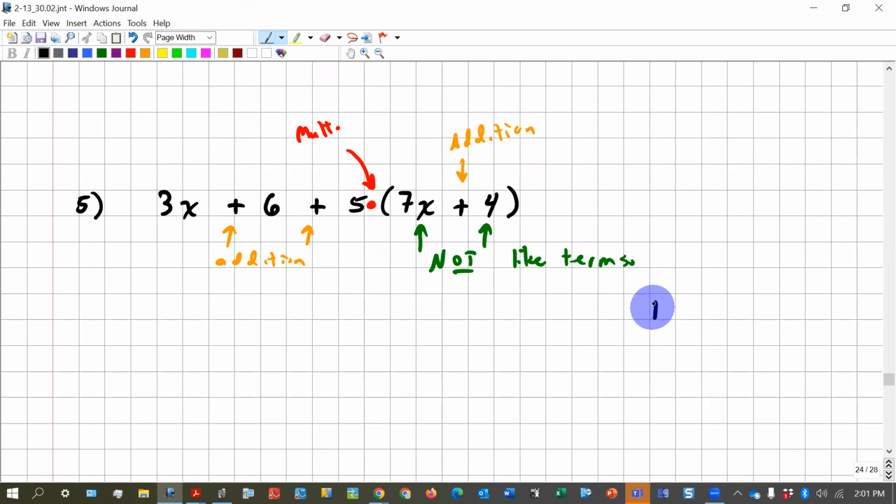The order of operations says work inside parentheses first. But those are not like terms, so we can't. Then we're supposed to do exponents. We don't have any exponents. But we are supposed to multiply before we add. So before I can think about this addition or that addition, I have to do that multiplication.